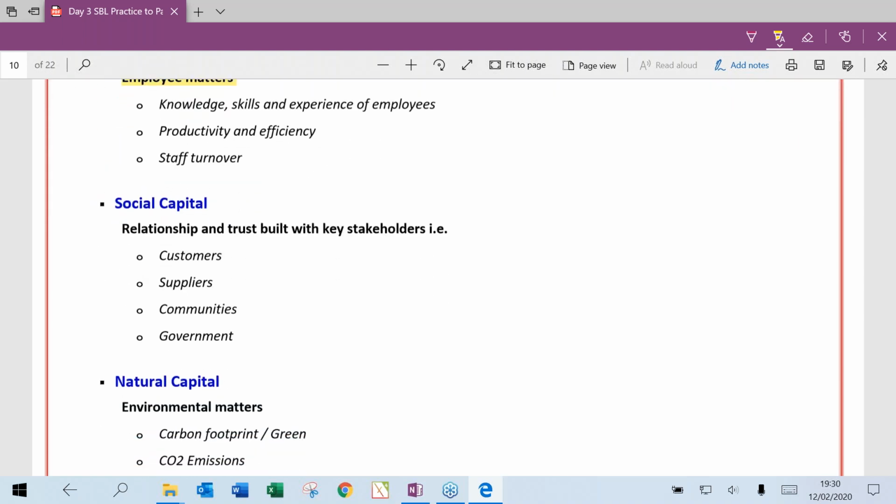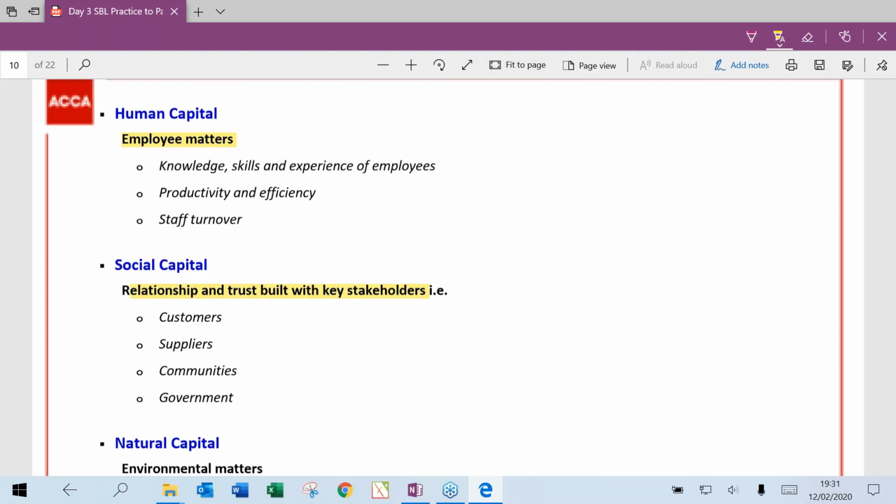Social capital talks about relationship and trusts built with key stakeholders. Do you remember the social footprint we talked about on day 2? Social footprint. I made you memorize three things under social footprint. Whenever we see the word social, social footprint, social capital, we need to talk about three things: employees, customers, suppliers, society, governments, right? So employee was covered under human capital.